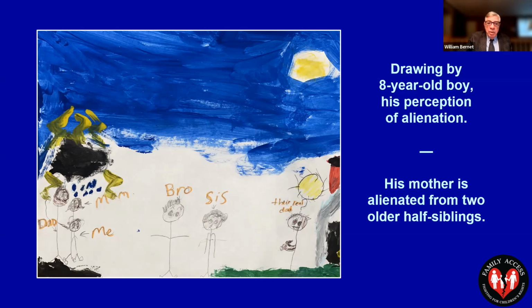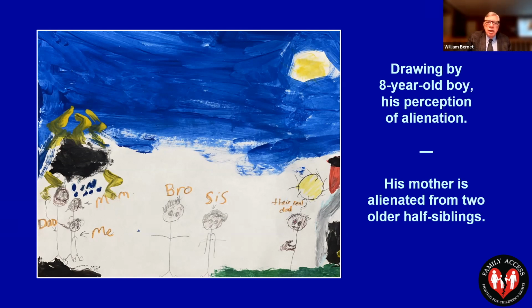And everybody in the picture, almost everybody, is unhappy. And in his own family, his real dad and his real mom have this storm going on, and it's another storm and raindrops coming down. And he in the middle is his brother and sister, who are his half siblings by his mother. And then over on the right-hand side, it says their real dad.